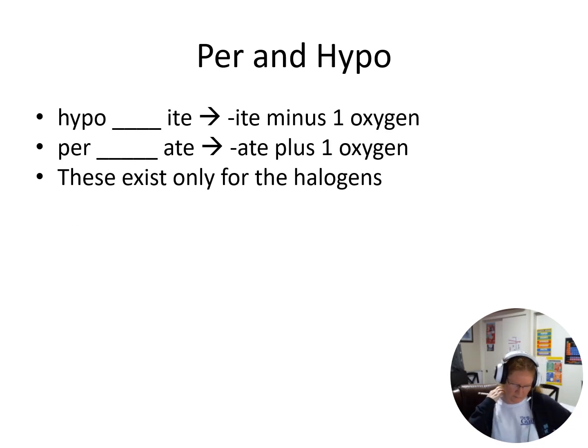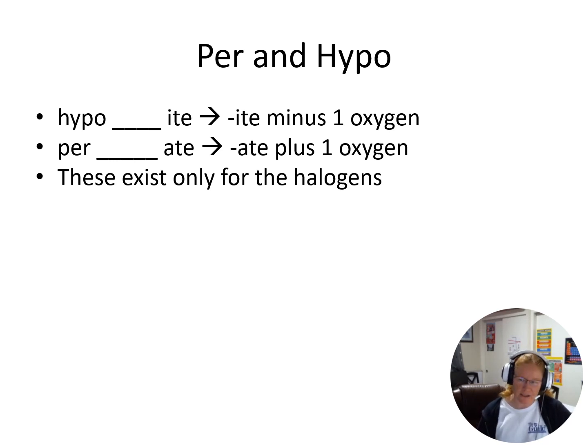Now, we have some other things going on. For most of these, we're just going to have a couple of groupings of oxygen. When I look at the halogens, though, my halogens can do a lot of oxyanions. They can do 1 oxygen, 2 oxygens, 3 oxygens, and up to 4 oxygens. Now that gets confusing because so far what we've done is we've had 2 endings, ate and ite.